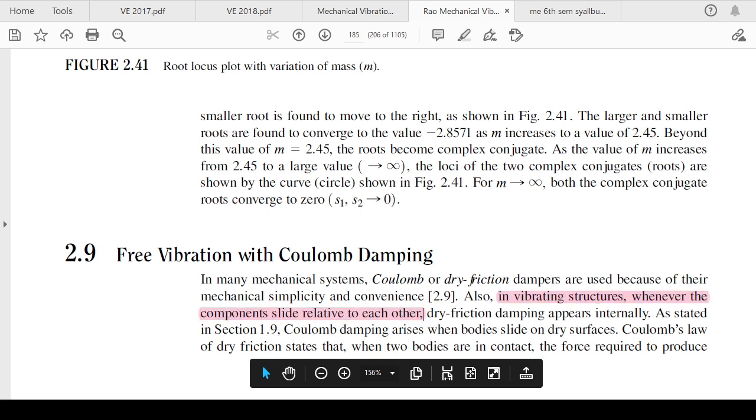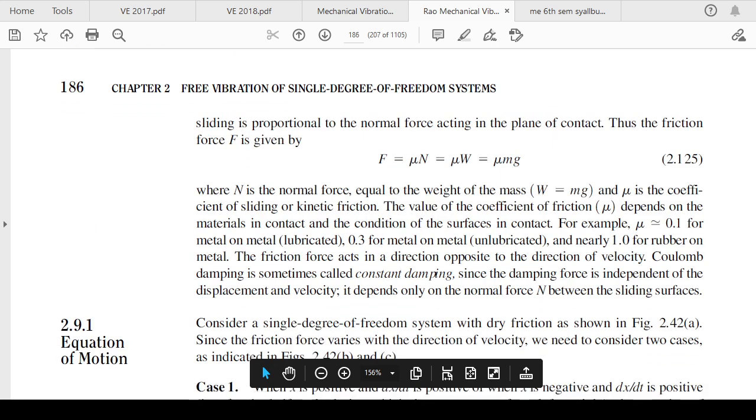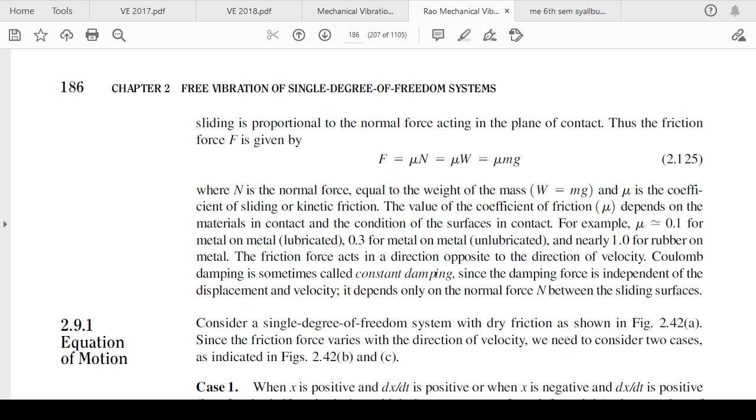As stated in previous sections, Coulomb damping arises when bodies slide on a dry surface. As per Coulomb's law of dry friction, when two bodies are in contact, the force required to produce sliding is proportional to the normal force. So the frictional force F equals mu into N, where N is the reaction, which equals mg. In this way, if the frictional force is given you can calculate the coefficient of friction, or if the coefficient of friction and mg are given, you can calculate the frictional force.